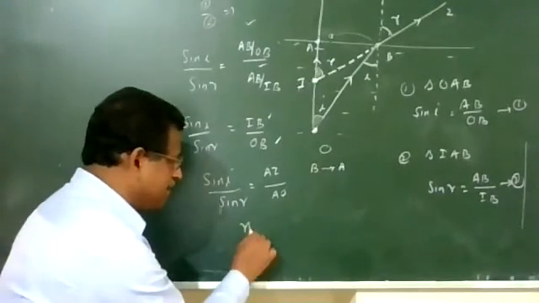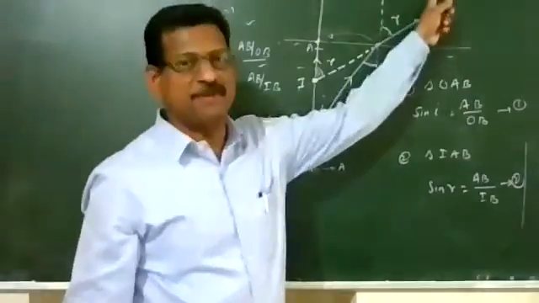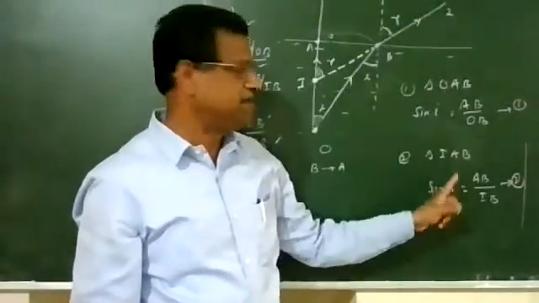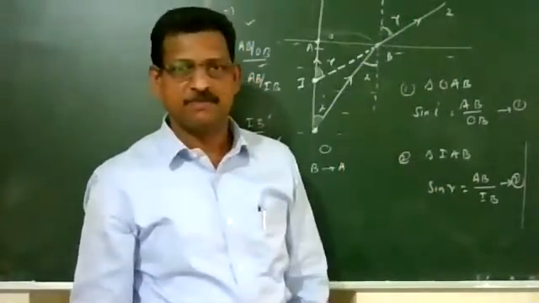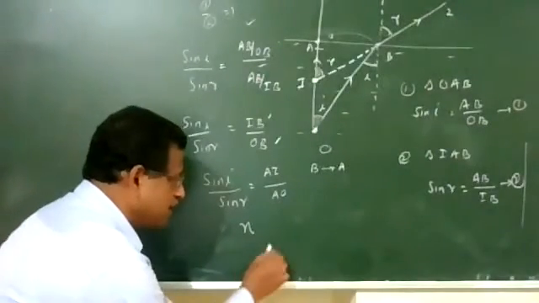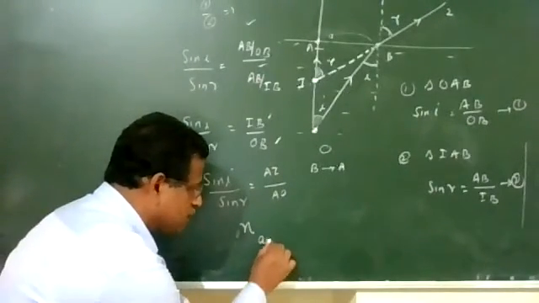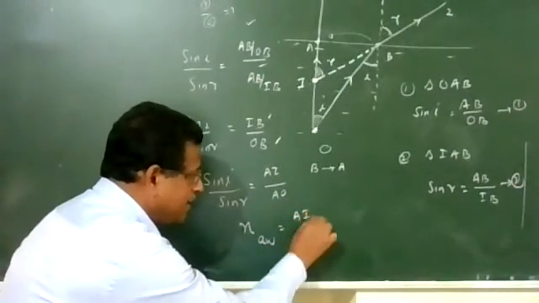What is the second medium here? The second medium is air and the first medium is water. So this is the refractive index of the air medium with respect to water, equal to AI divided by AO.